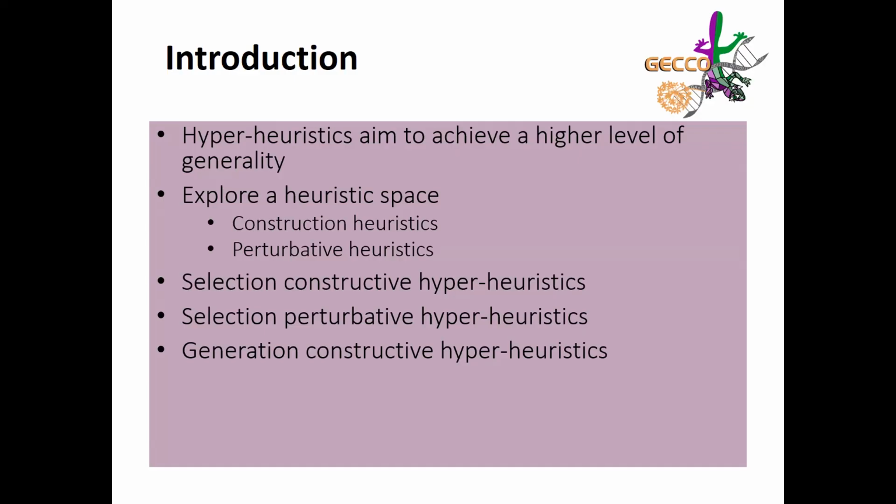They will come up with a new construction heuristic for you, and they will come up with a new perturbative heuristic for you. So of course, the generation construction will come up with construction heuristics, and generation perturbative will come up with perturbative heuristics. So that's an overview of hyperheuristics. I just want to stop there at that point to see if there are any questions or if there's anything that's not clear.